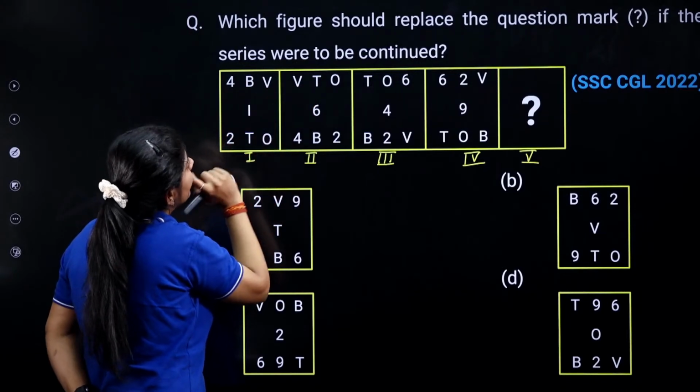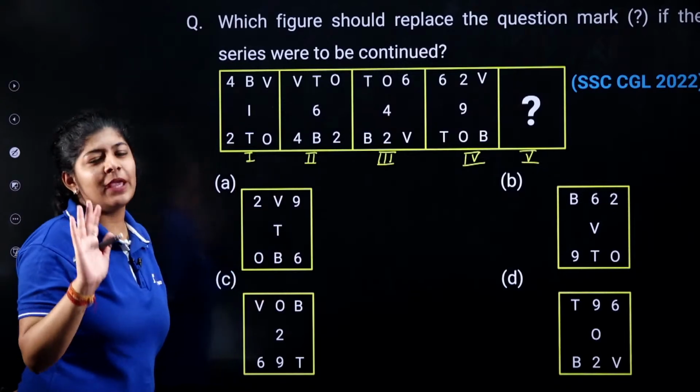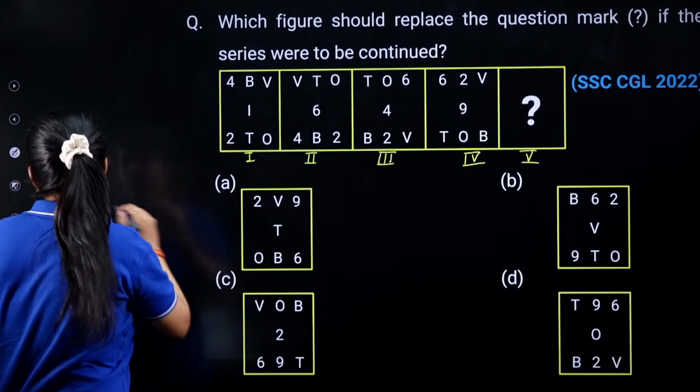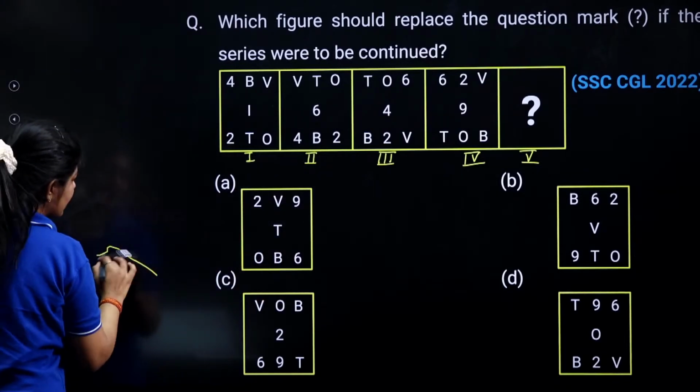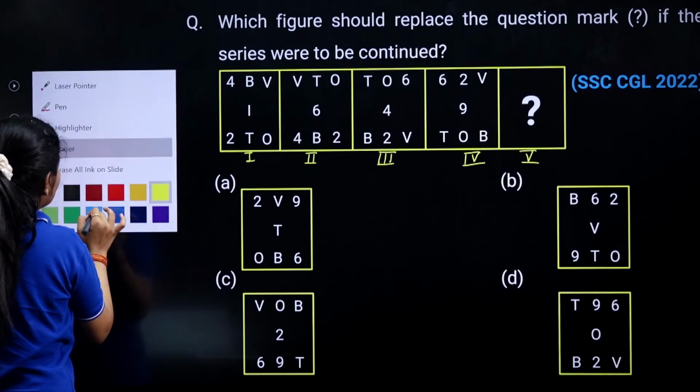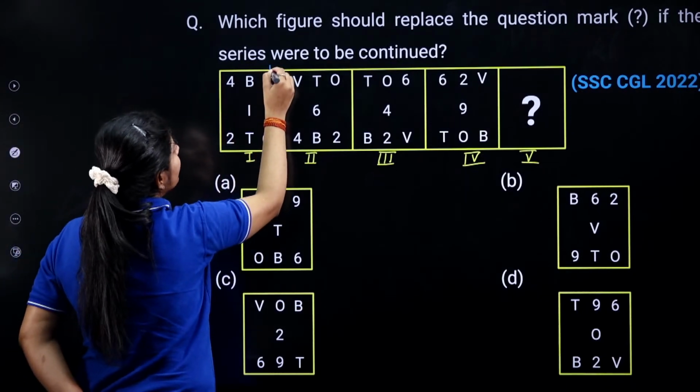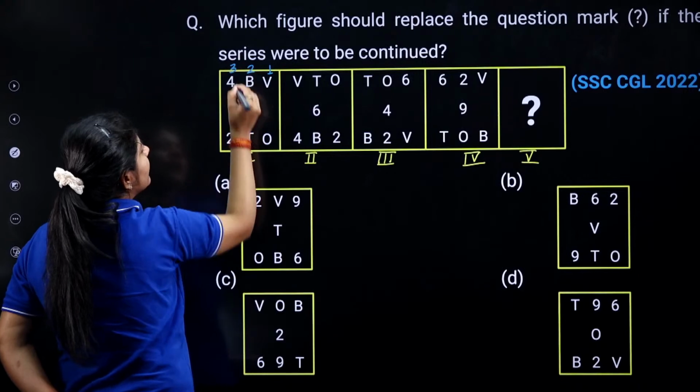Okay. Now, just to make you understand what I am going to do over here, I am putting a few numbers like 1, 2, 3.